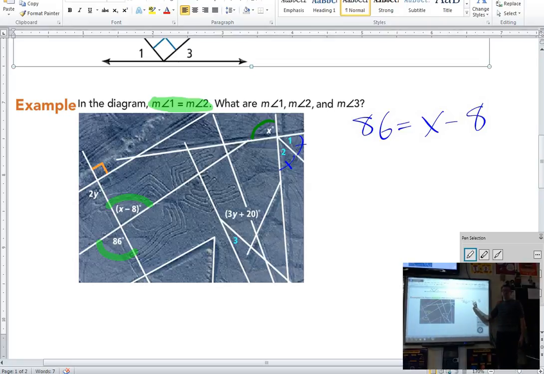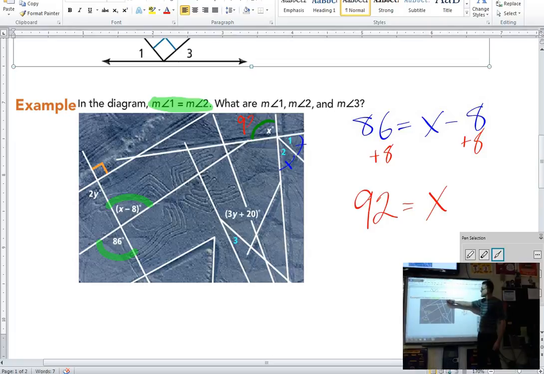So, using this equation, how can I solve for my x? What can I do on both sides that will let me get to my solution? Mr. Walker, what can I do to get x by itself? Add 8 to both sides. So we add 8 and add 8. That gives me 92 is equal to x. And now I can fill that in right up here.